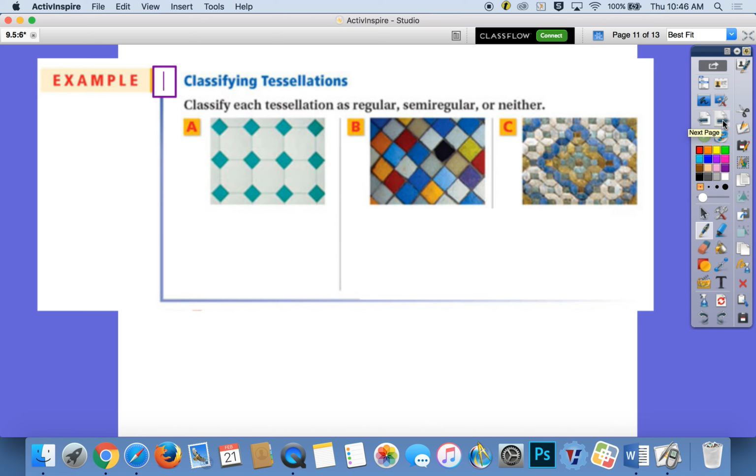So example 1, the first thing we're going to do is just classify if it's regular, semi-regular, or neither. This one is not a great example, but I'll make sure it's obvious when we're doing our test. These are a little bit harder to see, but the point is just understanding the difference between semi-regular and regular. Okay, so classify the tessellation as regular, semi-regular, or neither. Well, in this case, I'm using 2 different shapes. They're going to be regular polygons, but this is going to be semi-regular because I'm using 2 regular polygons.